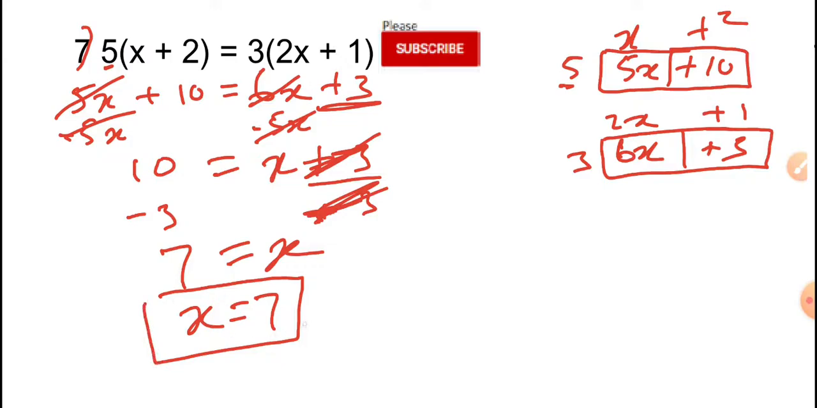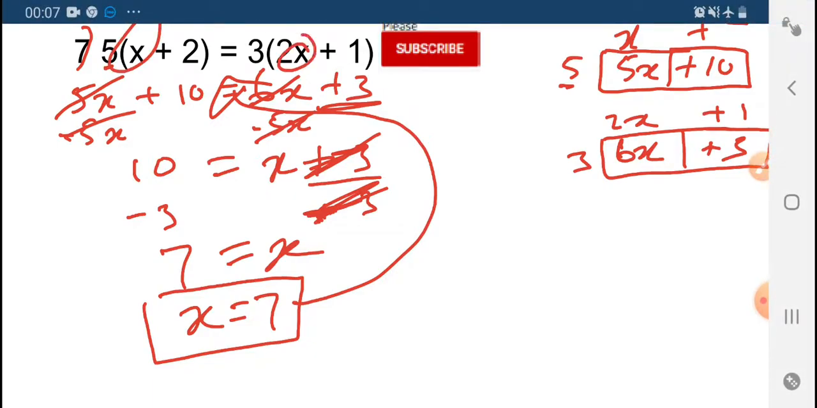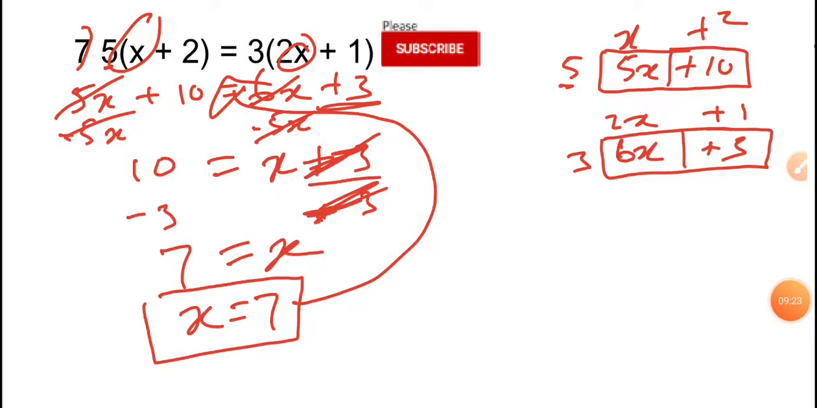Again, I will substitute this value into the original question. Wherever I see x, like here or here, I would replace it with 7. And if I'm right, when I put 7 in, the left hand side will equal the right hand side.